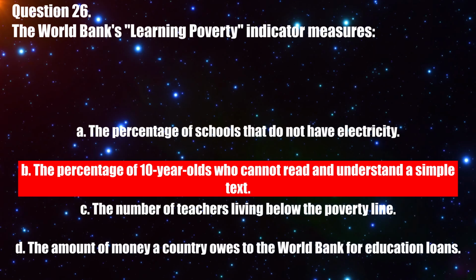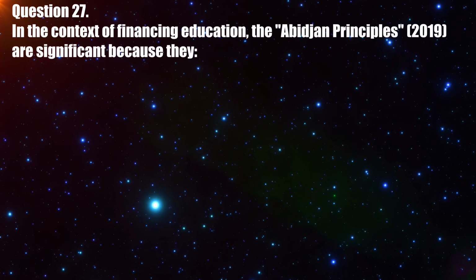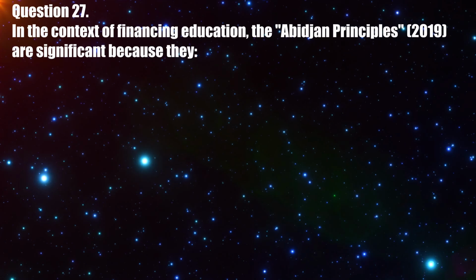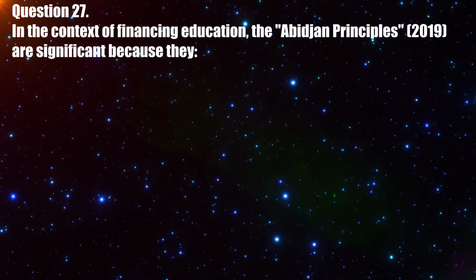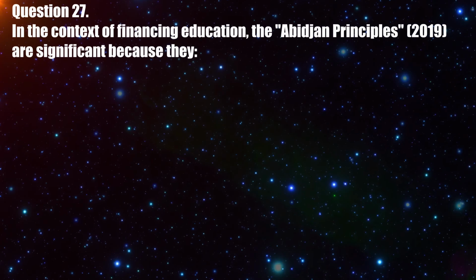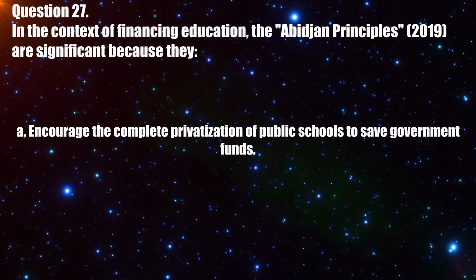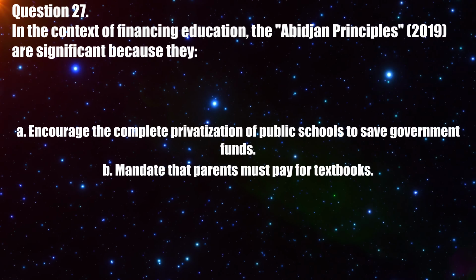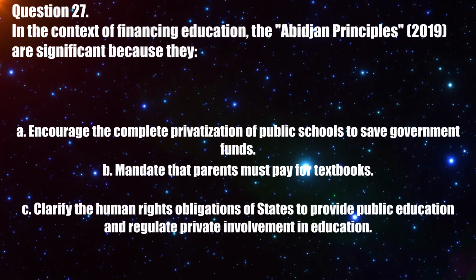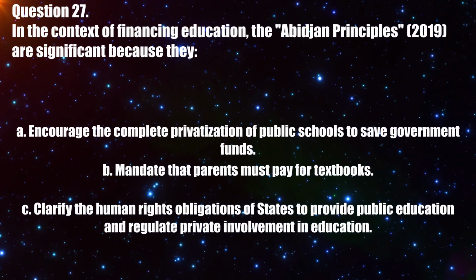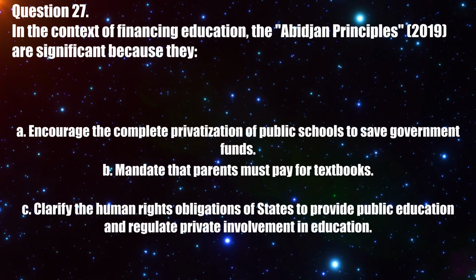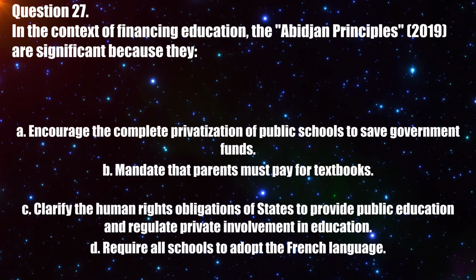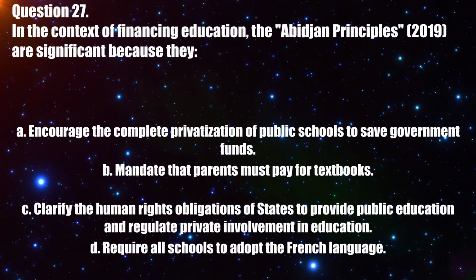The correct answer is B. Question 27. In the context of financing education, the Abidjan Principles, 2019, are significant because they A. Encourage the complete privatization of public schools to save government funds. B. Mandate that parents must pay for textbooks. C. Clarify the human rights obligations of states to provide public education and regulate private involvement in education. D. Require all schools to adopt the French language.